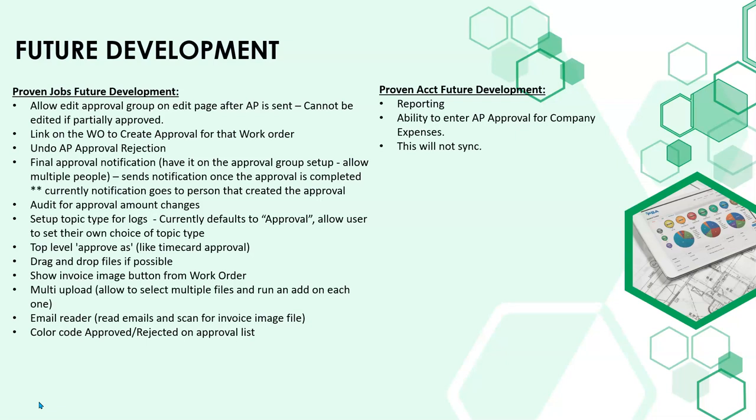Right now, if you have an approval need for company expenses, you can either create them as a purchase order or place a voucher on hold, and then it will show up in the AP approval process.